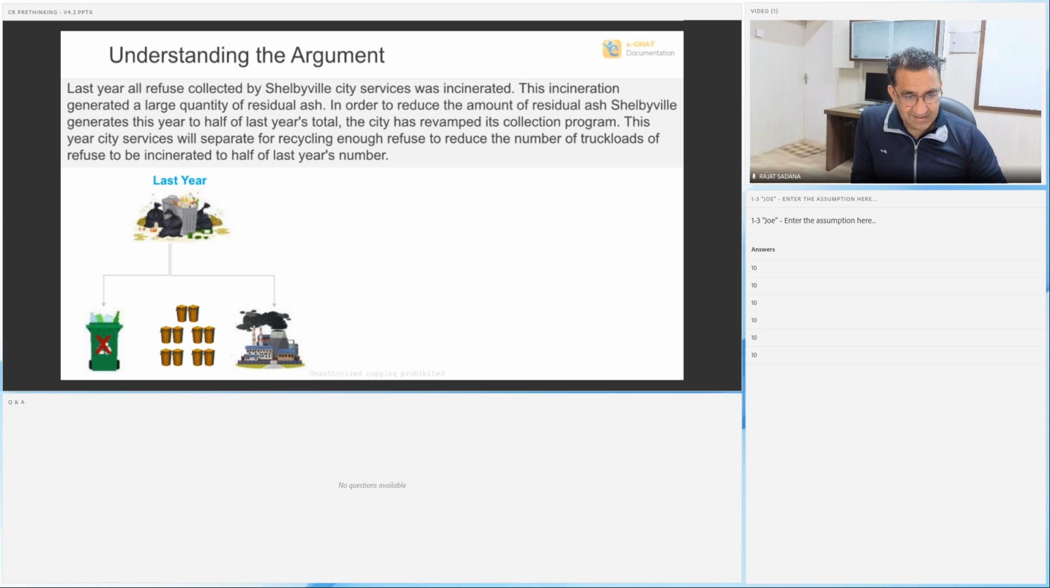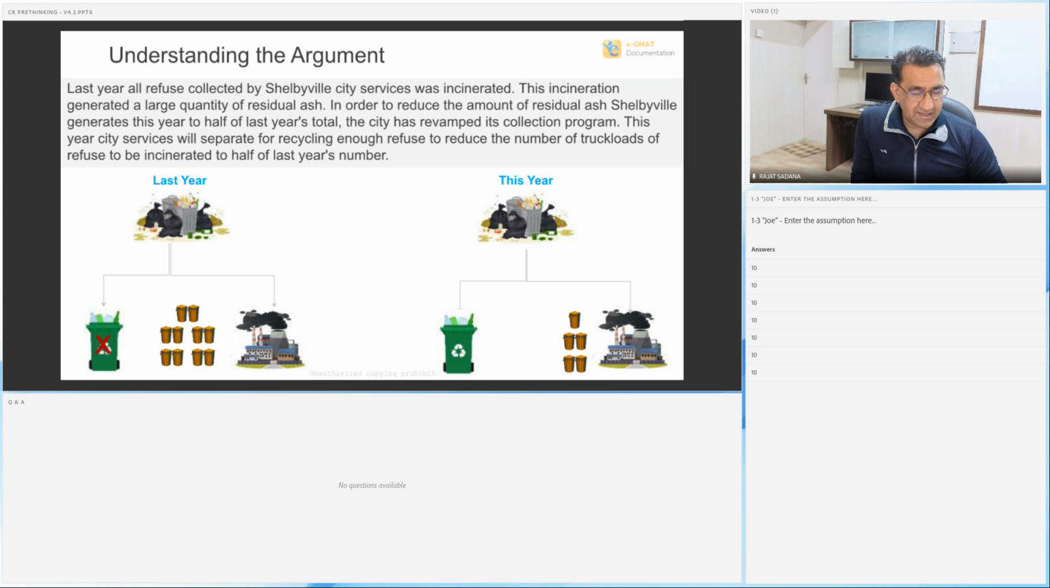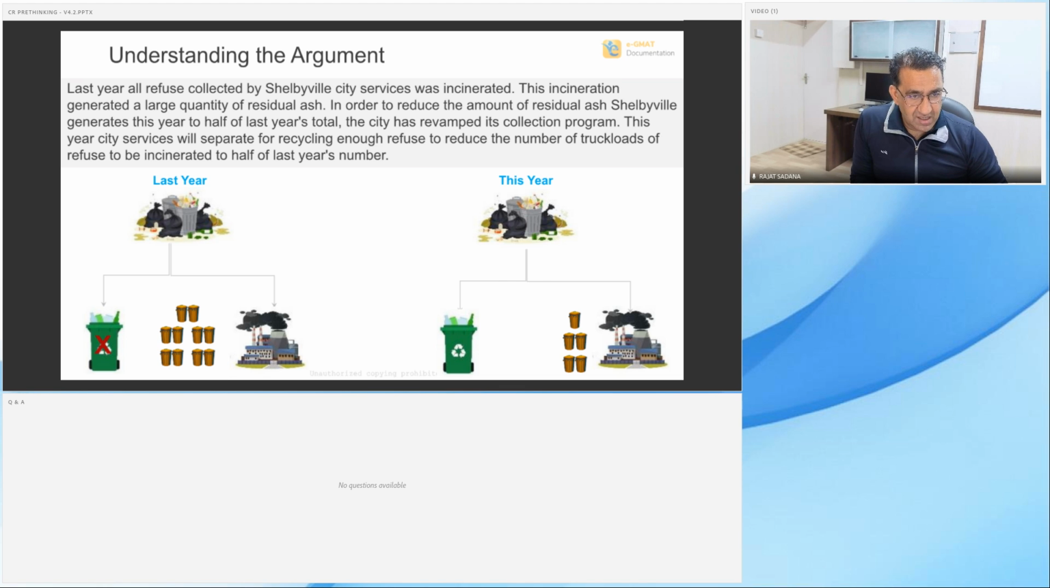About 10. This year, we want to recycle stuff. And if we collect the same amount of refuse, we're going to probably put in 5 trash cans here. Now, my question to you is, how many trash cans or how many trucks worth of refuse will be sent for incineration if we collect 10 times as much refuse as we collected last year?